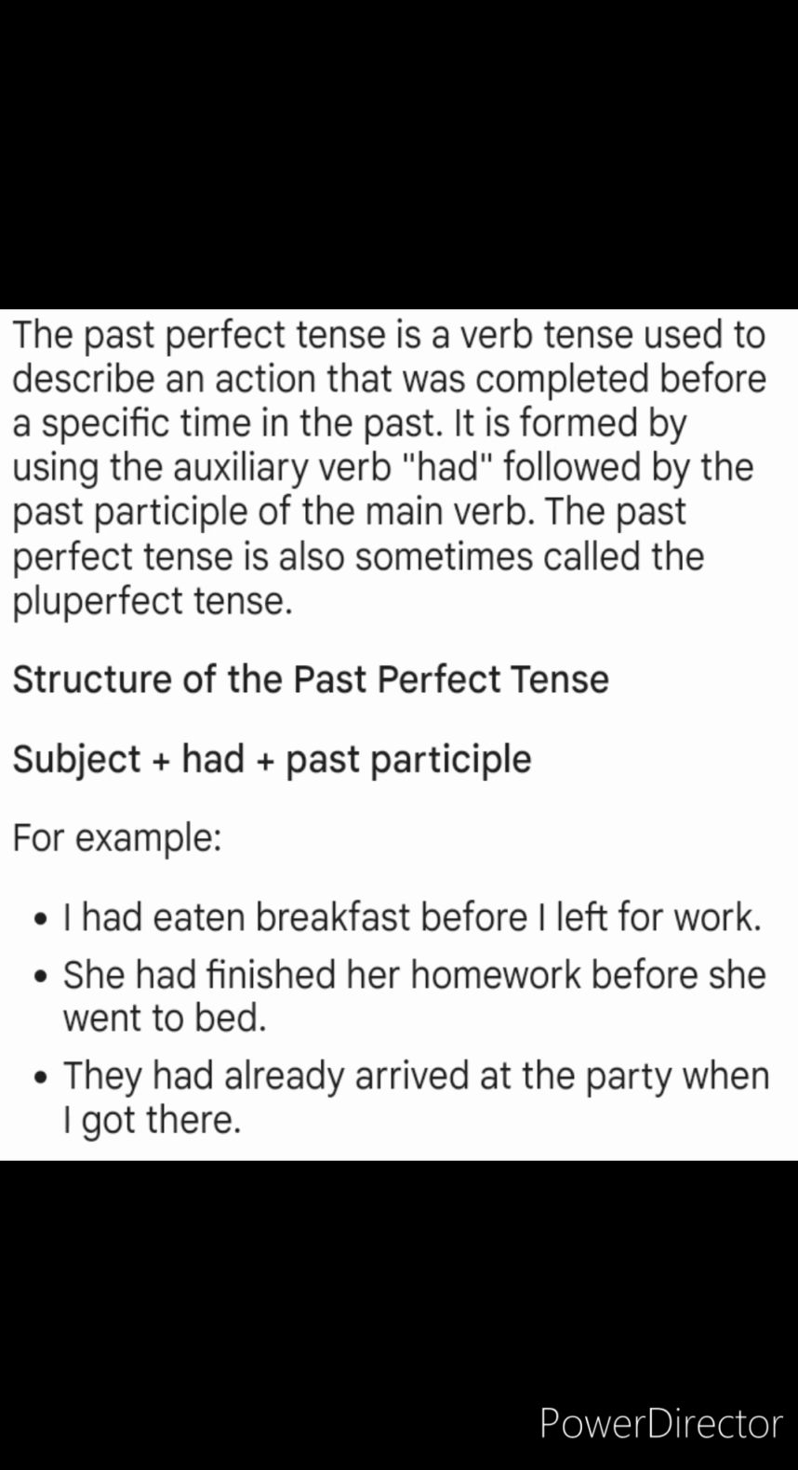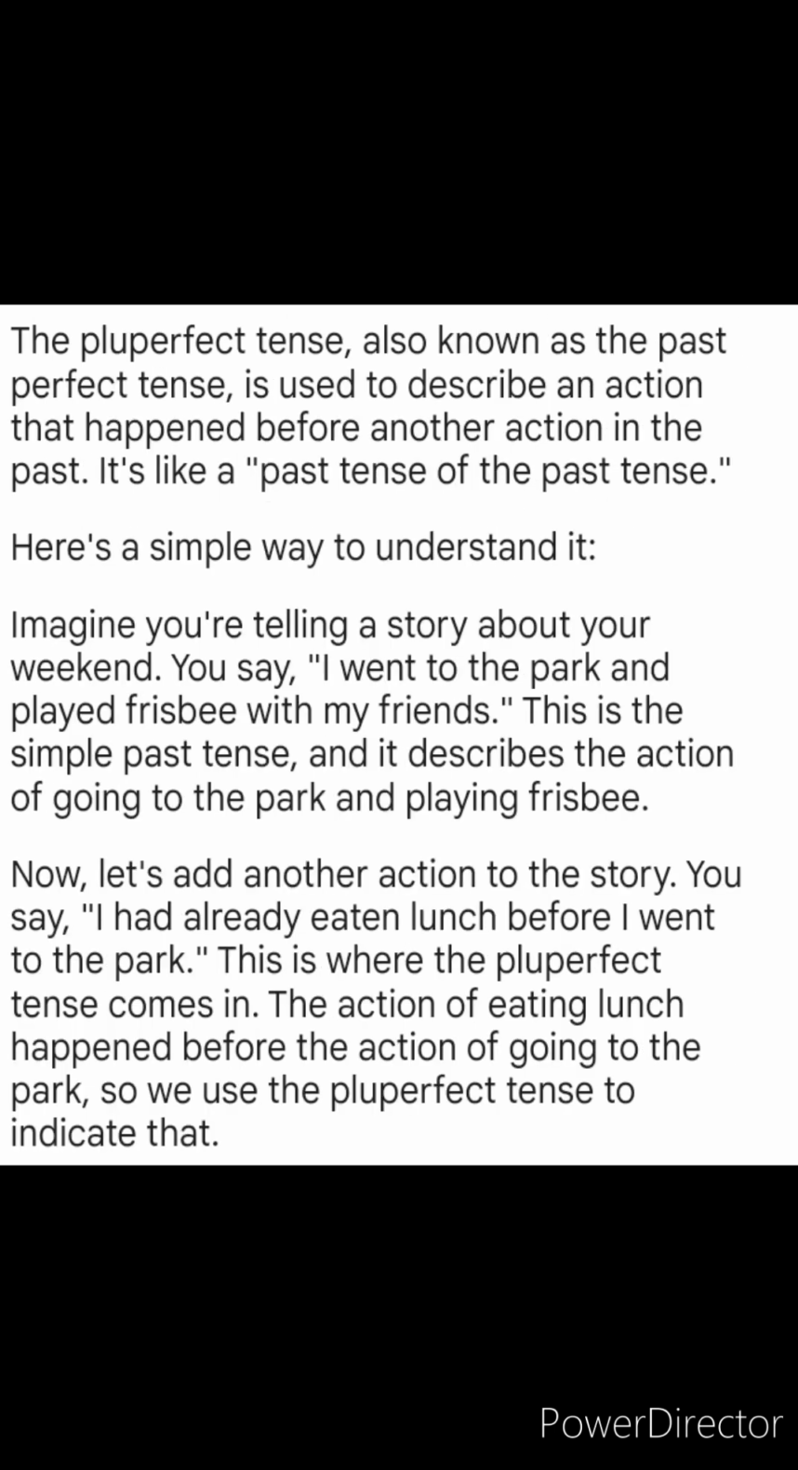The structure of the past perfect tense is subject plus had plus past participle. Examples are given here. I had eaten breakfast before I left for work. She had finished her homework before she went to bed. They had already arrived at the party when I got there. So in these three sentences, had eaten, had finished, and had already arrived are past perfect tense. Now, what is pluperfect tense?